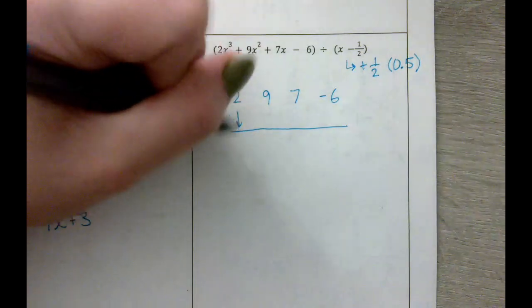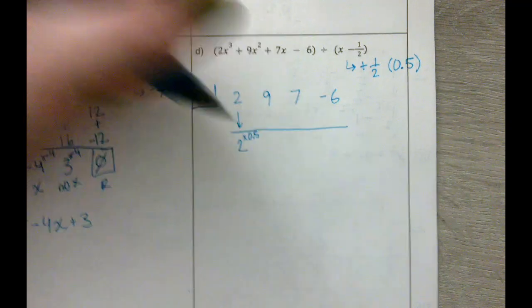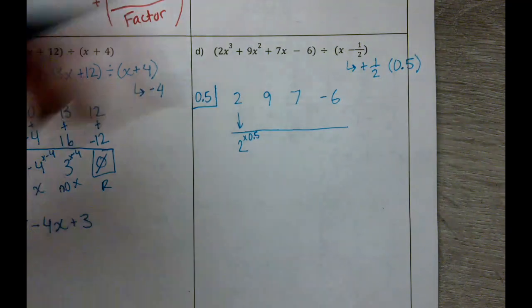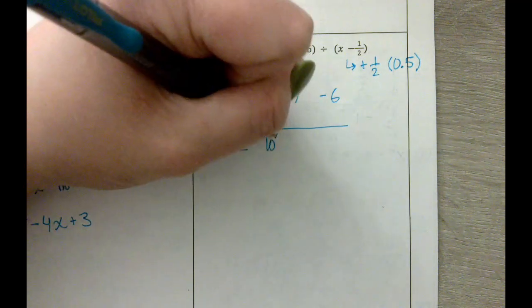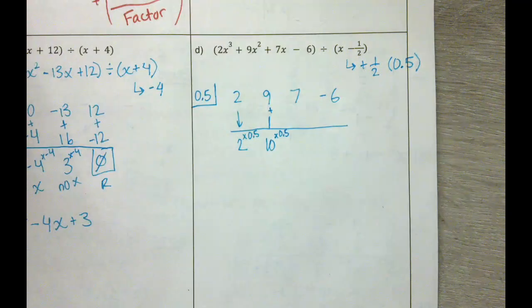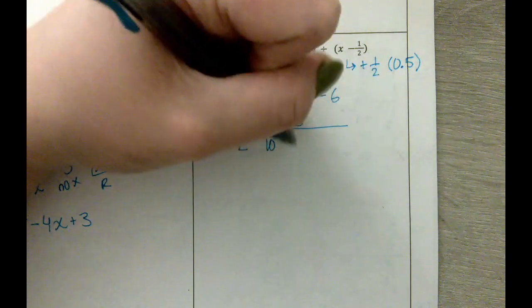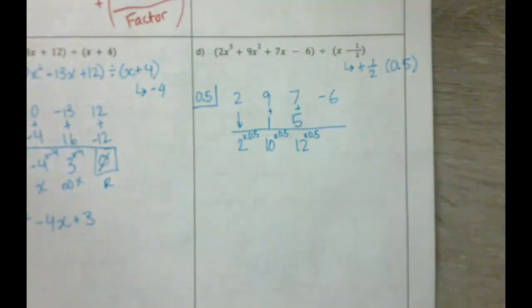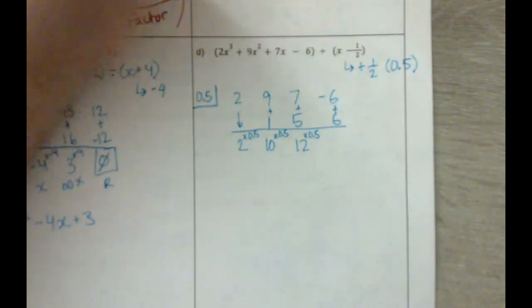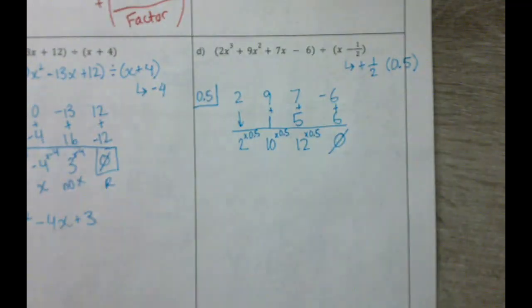So we bring down the 2. 2 times 0.5, this literally just means half of 2, so that's 1. 9 plus 1 is 10. Times 0.5, half of 10 is 5. 7 and 5 give us 12, times 0.5. Half of 12 is 6. 6 and negative 6 do give us a nice 0 for our remainder.